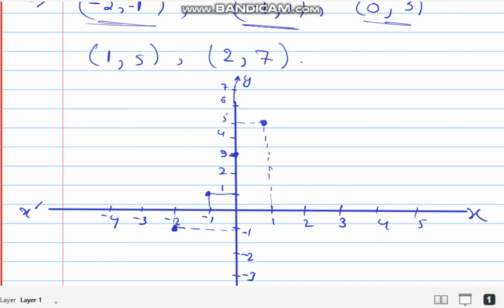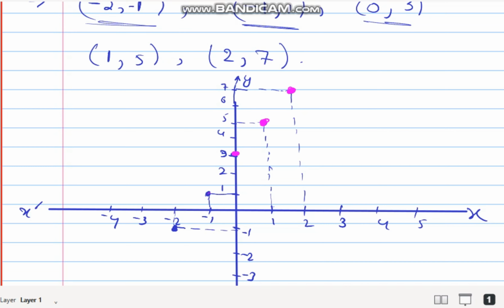And 2 and 7 again. 2 and 7 lies here, dear students. So these are your points. Now let me highlight these points with another color for you to understand better. Okay, this is the point, this is the point, this is the point.